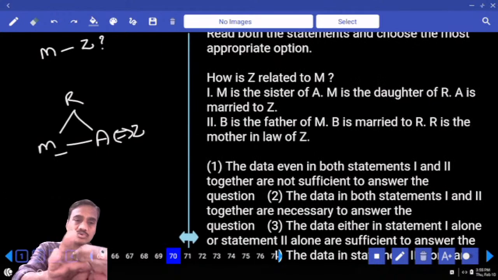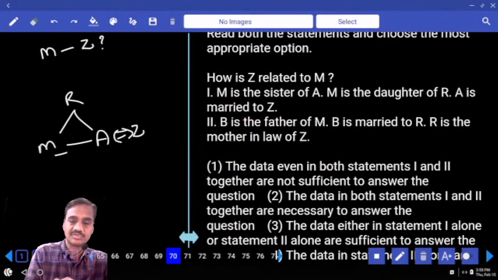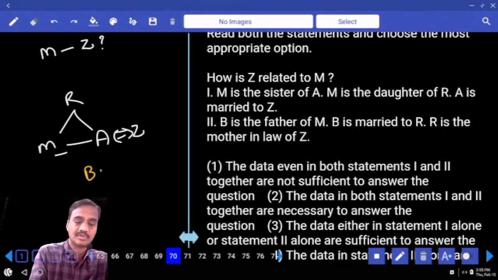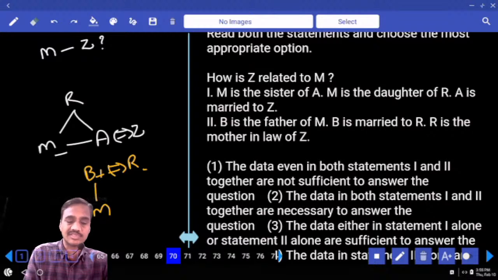Then coming to two alone. Now in two alone, what information do we have? B is the father of M. Now this B is the father of M. And B is married to R. B is male, R is female. R is the mother-in-law of Z.